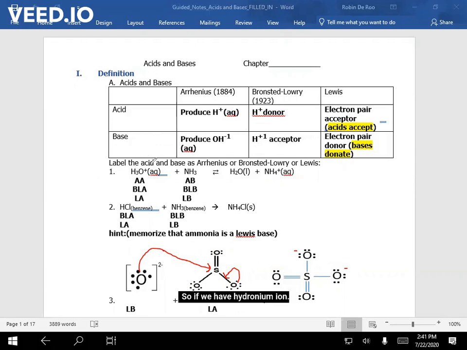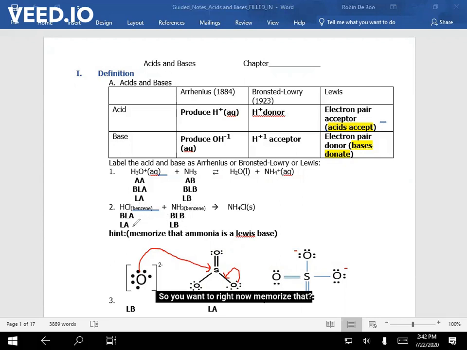So if we have hydronium ion, it fits the definition for all 3 of the acids. Ammonia also fits the definition for all 3 of the bases. If we change the solvent to benzene, then now hydrochloric acid can only be defined as a Bronsted Lowry acid and a Lewis acid. Ammonia in benzene as the solvent can only be defined as a Bronsted Lowry base or a Lewis base.